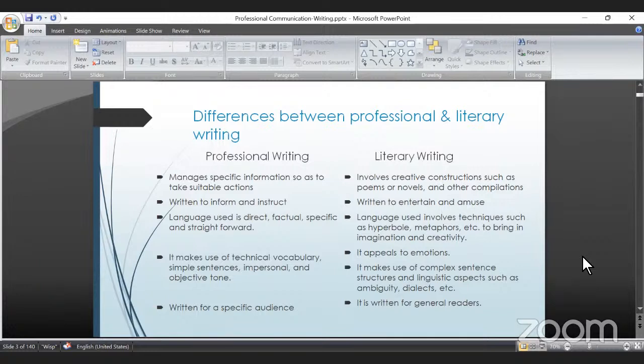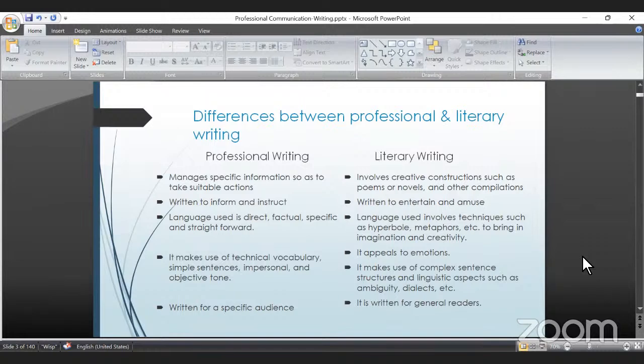Impersonal and objective tone, right? Which means you're not allowed to use too many personal references. You can't refer to either yourself or the person you're addressing, right? The addressee should always be a general person. It cannot be one particular person that you are addressing when you're writing professionally.